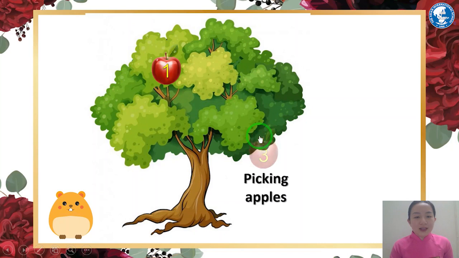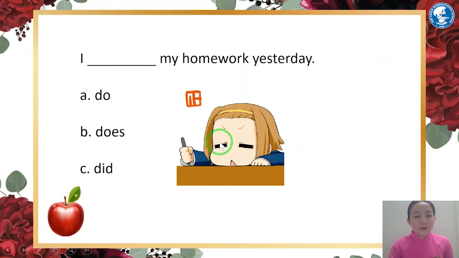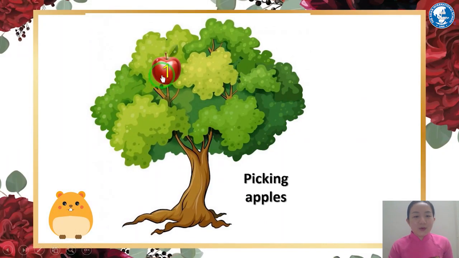Goodbye, number 3. And the last one. Number 1. I something my homework yesterday. A. Do. B. Does. C. Did. The answer is C. Did. Very good. Goodbye, number 1. And now we finish the game.